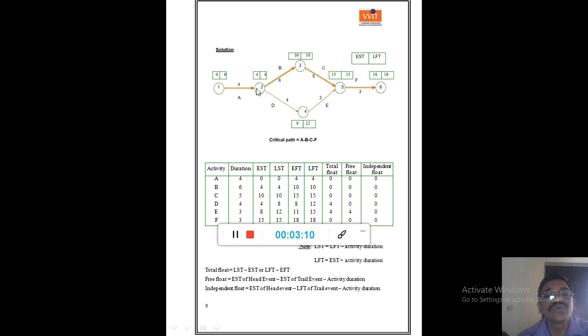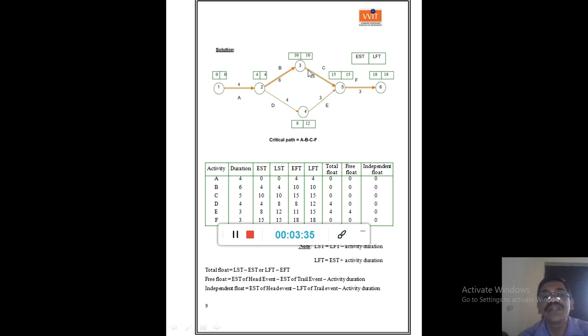At event number 2, the preceding activity is 1 to 2. Activity A takes 4 days, and 4 is the EST. For 2 to 3, 4 plus 6, 10. For 2 to 4, 4 plus 4, 8. Then 3 to 5, 10 plus 5, 15. 4 to 5, 8 plus 3, 11.